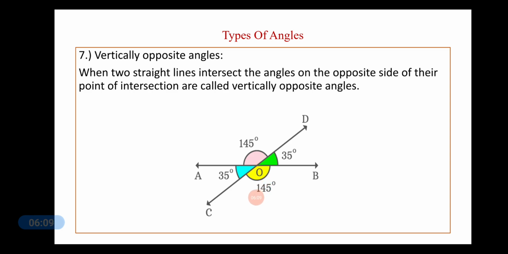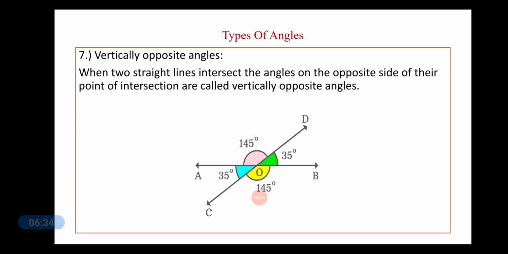Now the angles which are formed by AB and CD, AOC and DOB, they are vertically opposite angles. So their values will be equal. And angle AOD and angle COB are also vertically opposite, so their values will also be equal.